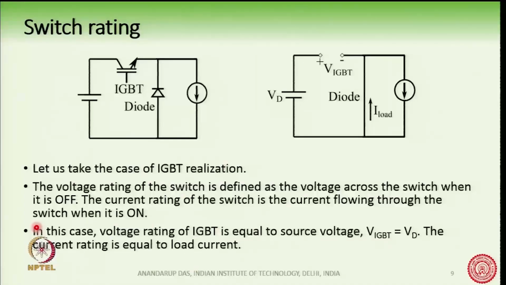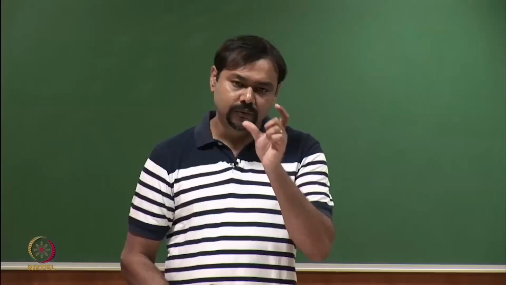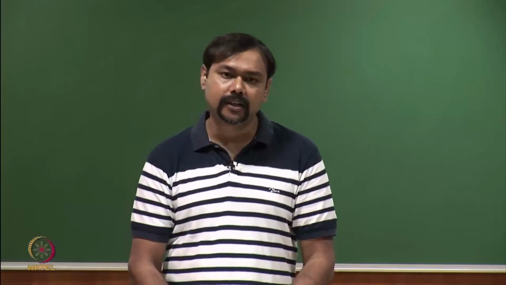What is a voltage rating of a switch? The voltage rating of the switch is defined as the voltage across the switch when it is off. So, when the switch is off, how much voltage is impressed across the switch, that determines the voltage rating of the switch.